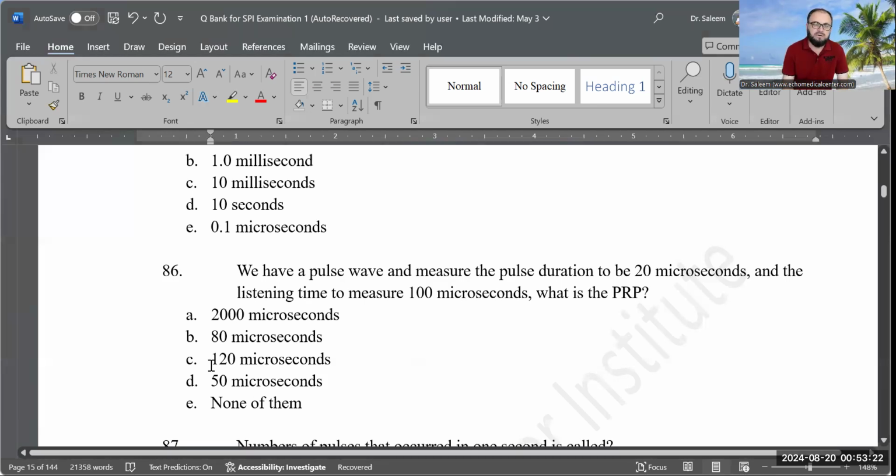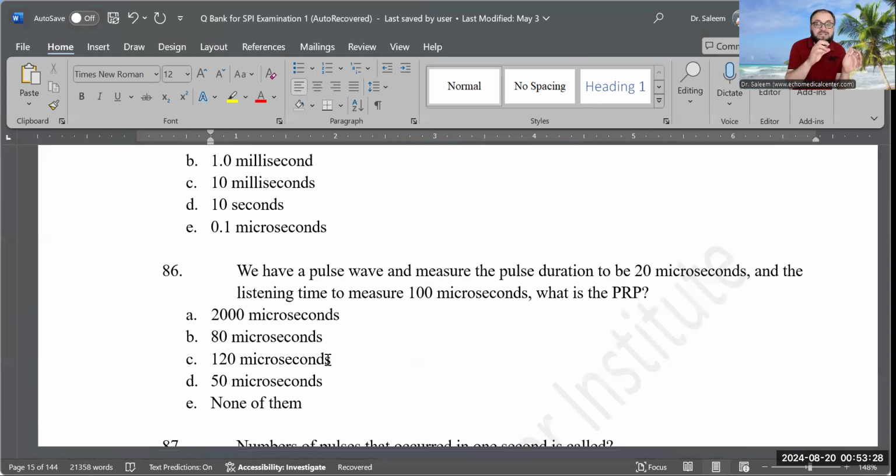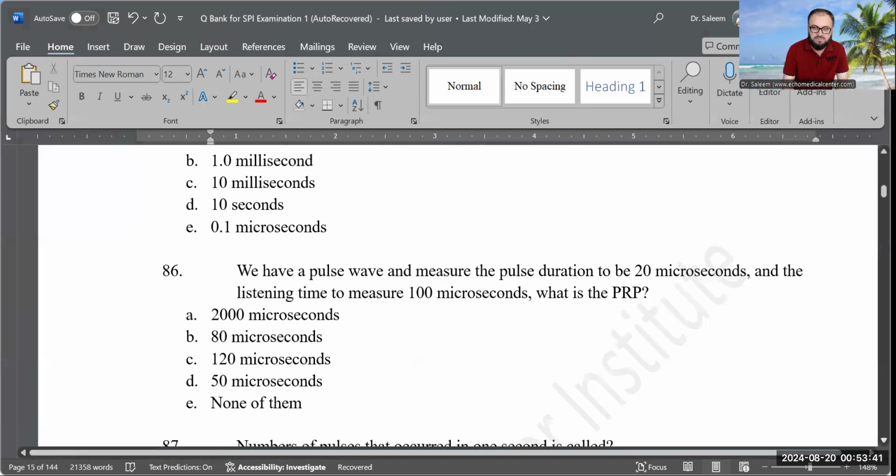Exactly correct. 120 microseconds, because the PRP is the combination of PD plus listening time, pulse duration plus listening time. So one is 20, the other one is 100. So that's 120. Correct answer.